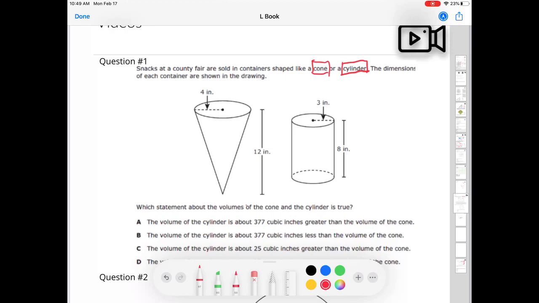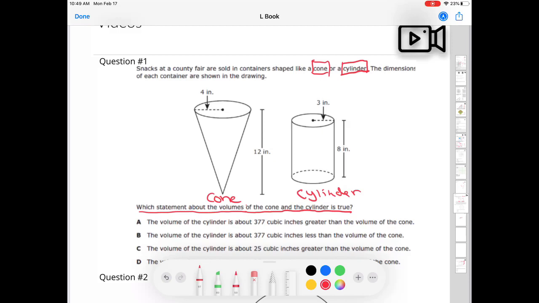So our first shape on the left is our cone. The shape on our right is our cylinder. Which statement about the volumes, we're looking for volume, of the cone and the cylinder is true? So going back to our reference sheet, we're going to write the formulas for a cone and a cylinder.